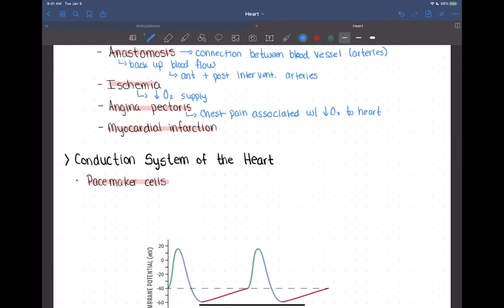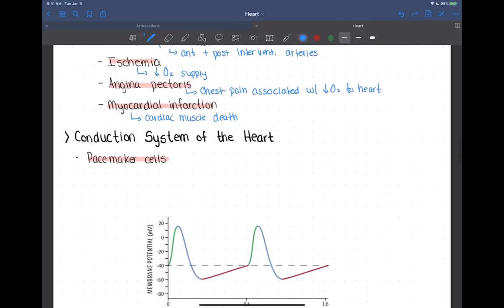Again, I said you can have muscle tissue death if that ischemia is prolonged, and that is called a myocardial infarction. So this would be cardiac muscle death, which could be from prolonged lack of oxygen to the tissue. All right, so that's the coronary circulation. Now we're going to transition and talk about the conduction system in the heart.